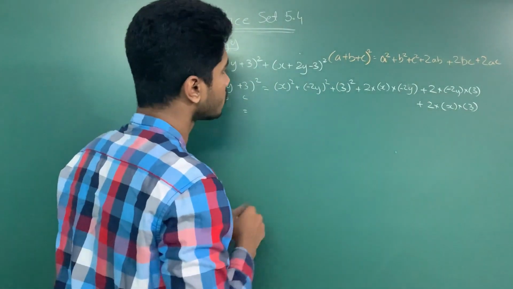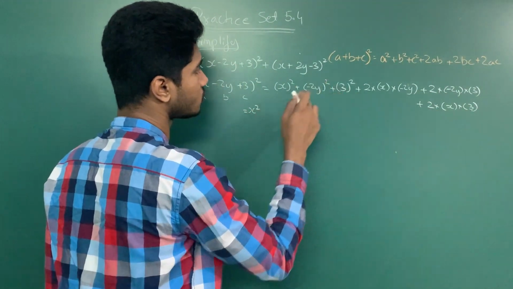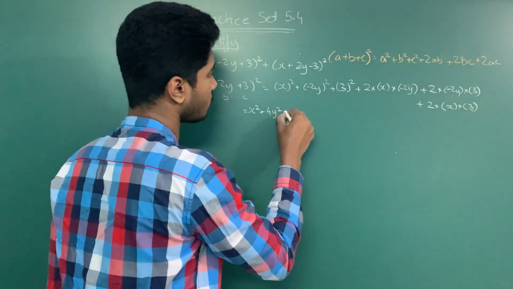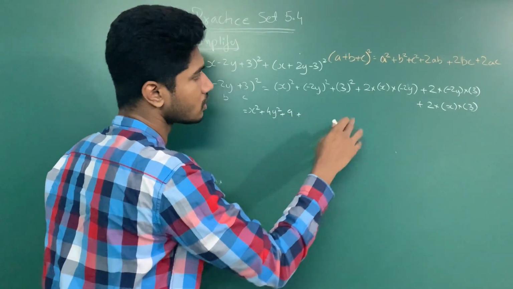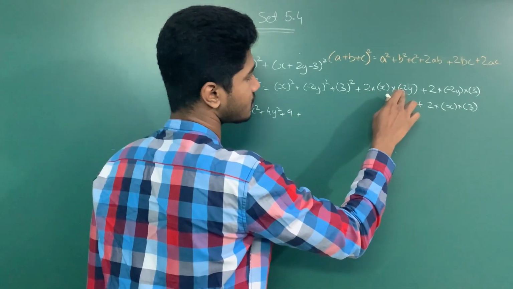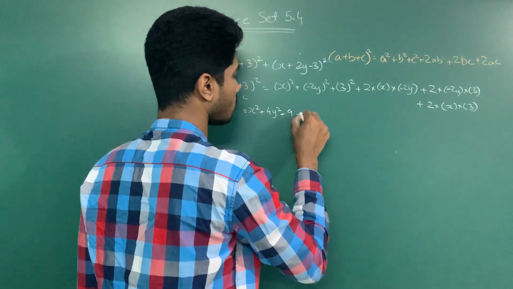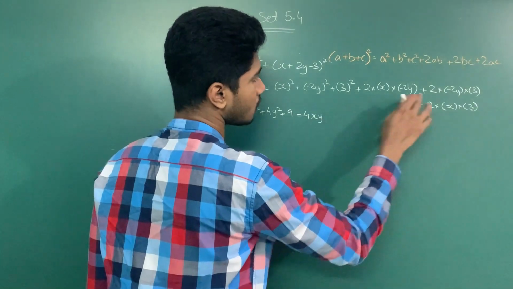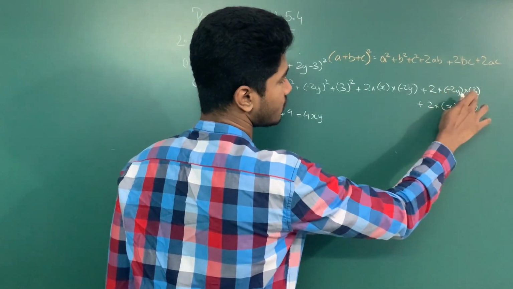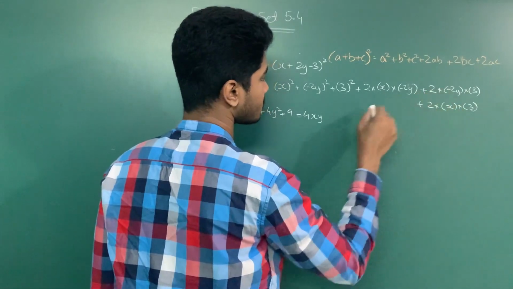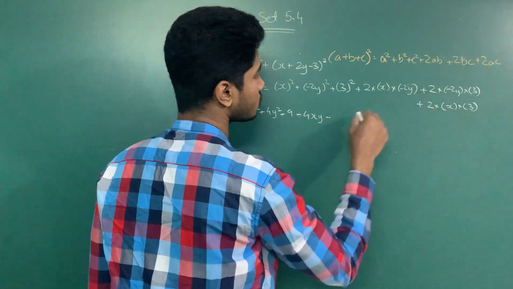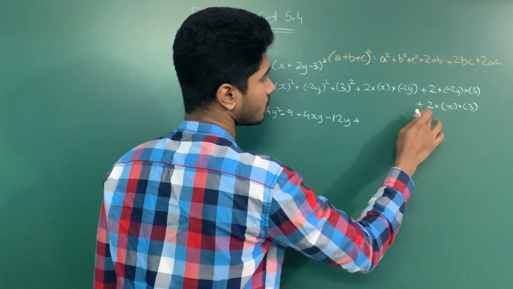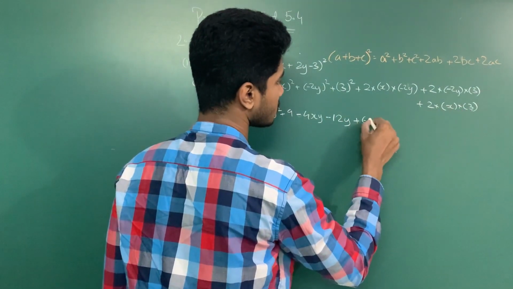Equal to, so x the whole square minus 2y the whole square, this becomes 4y the whole square, plus 9 plus 2 into 2, and there's a minus sign over here, so the plus and minus will change to minus. 2 into 2 will be 4xy. 2 into 2 is 4, 4 into 3 is 12. There's a minus sign over here, so plus and minus will be minus. So this will be 12y plus 2 into 3 is 6, 6 into x is 6x.